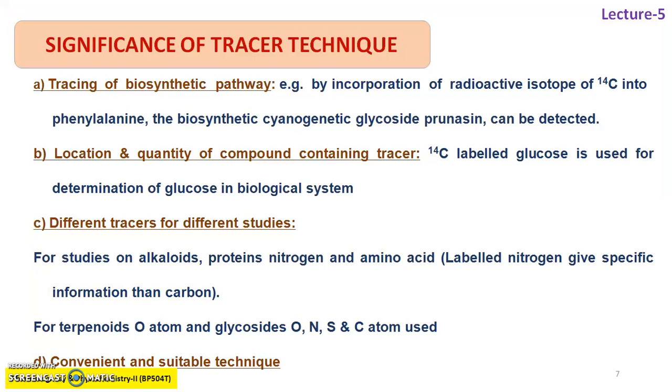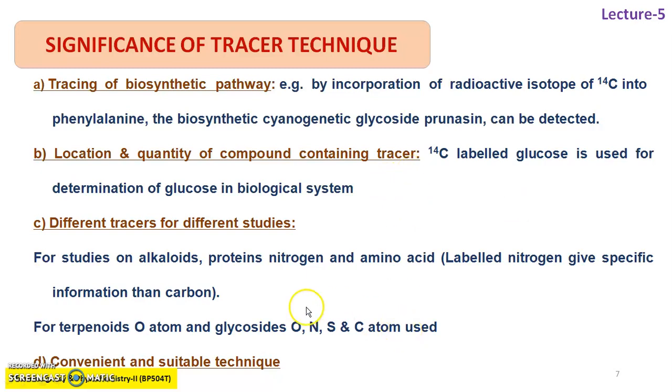Significance of the tracer technique: the biosynthetic pathway can be traced by incorporation of radioactive carbon-14 into phenylalanine, so the biosynthesis of cyanogenetic glycosides such as prunasin can be detected. This is one fantastic example of radioactive isotopes in the investigation of biosynthetic pathways in cyanogenetic glycosides. The location and quantity of a compound can be traced. Different tracers can be utilized for different studies.